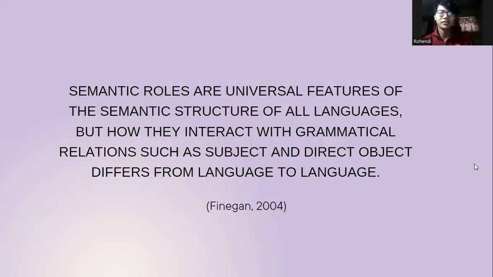If you guys understand our conversation and material. Yeah. So semantic roles are universal features of the semantic structure of all languages. But how they interact with grammatical relations such as subject and direct object differs from language to language. So what I found in Van Valin 2004 is that every single language has its own semantic roles, not the same at all like English. Yeah.